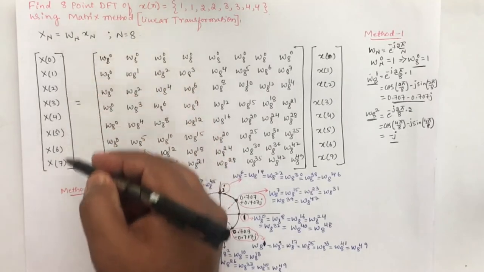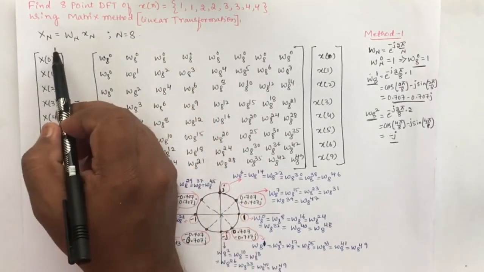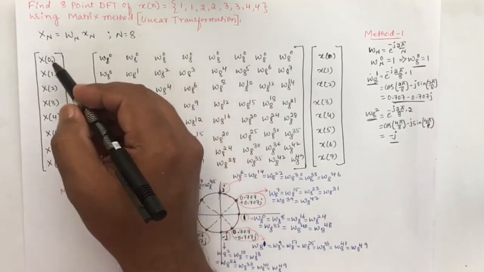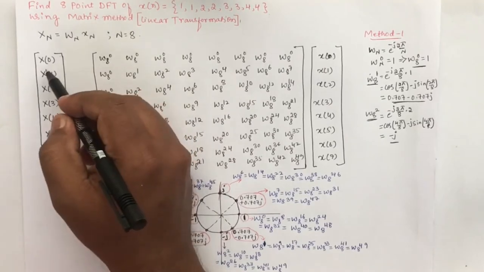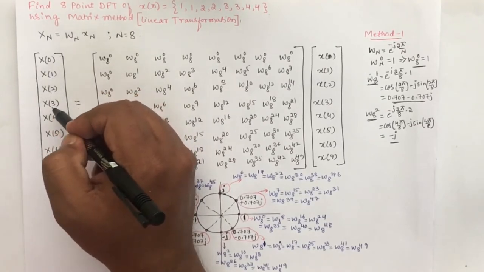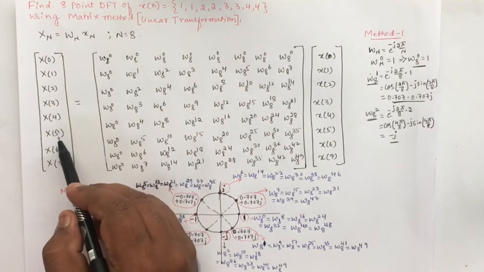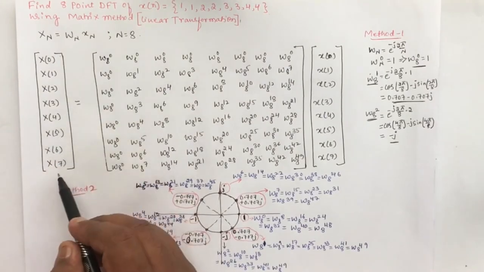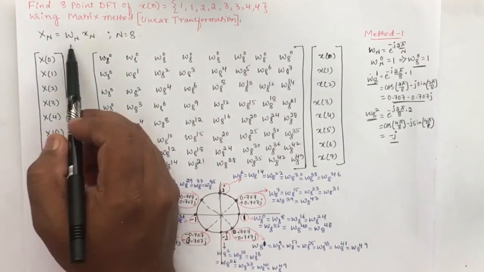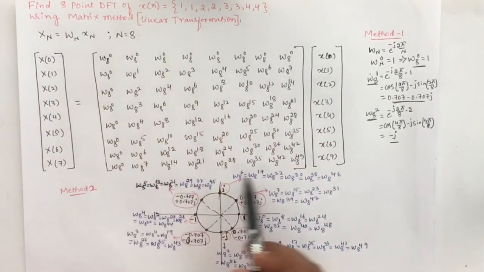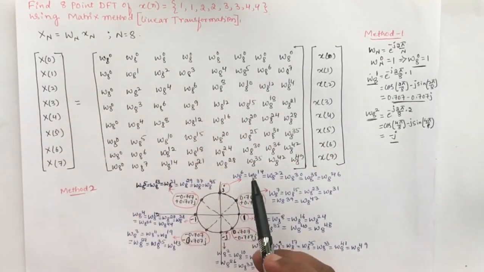So here we have written the matrix. For X of k, since it is an 8-point DFT, we will write 8 values, from x of 0, x of 1, x of 2, x of 3, x of 4, x of 5, x of 6 and x of 7. For W_N, we need to write an 8 cross 8 matrix, which should consist of 64 terms.